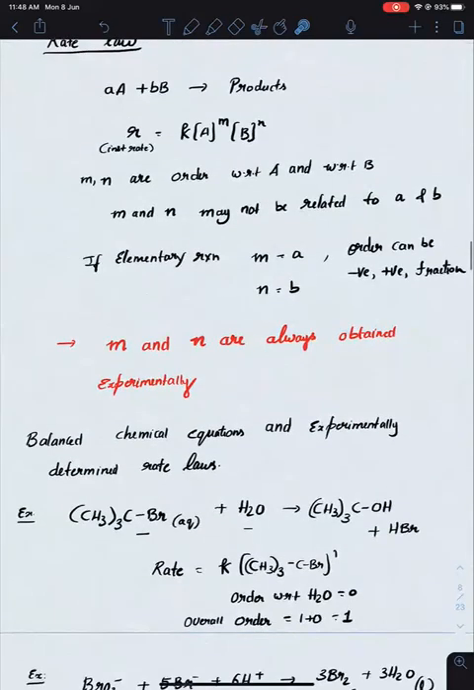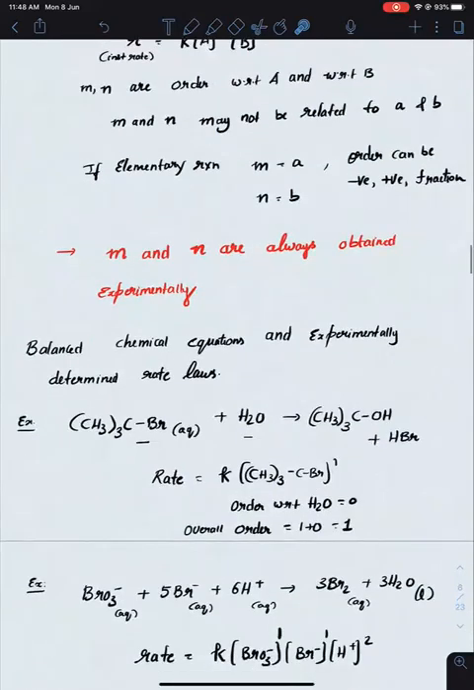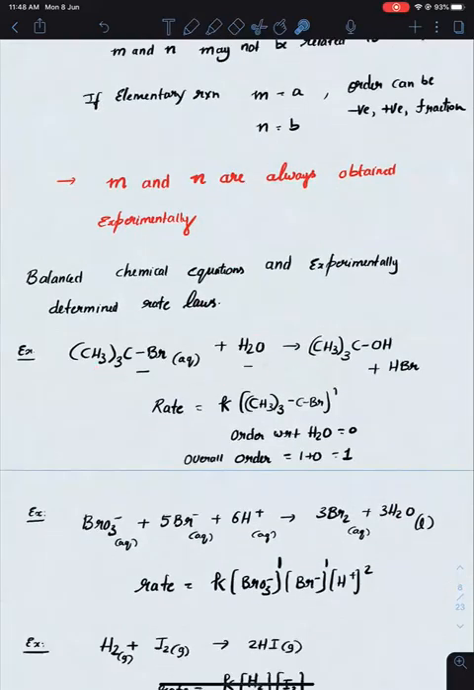Then we have seen some examples of experimentally determined rate laws. We have seen some equations. For this particular case, the rate is obtained as K into concentration of this particular substance. It is independent of the concentration of H2O. So in this particular reaction, the overall order is 1, the order with respect to this particular substance is 1, and the order with respect to H2O is 0.